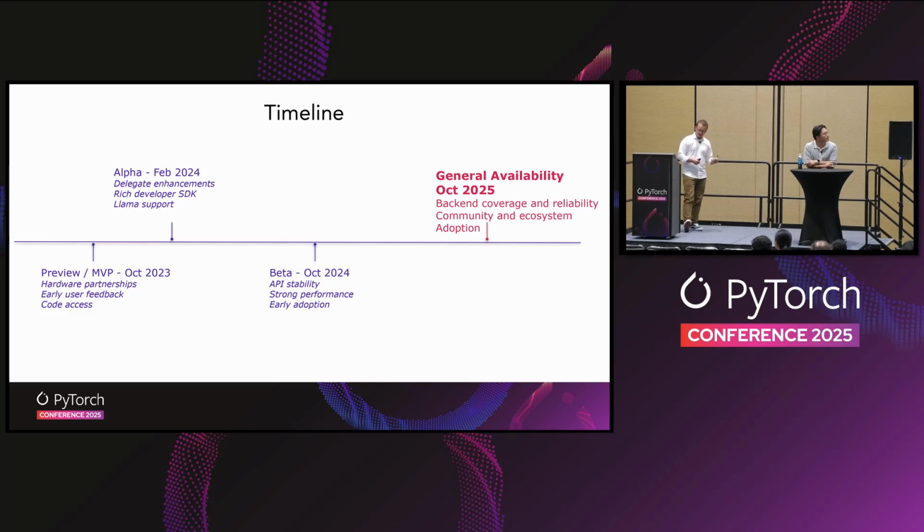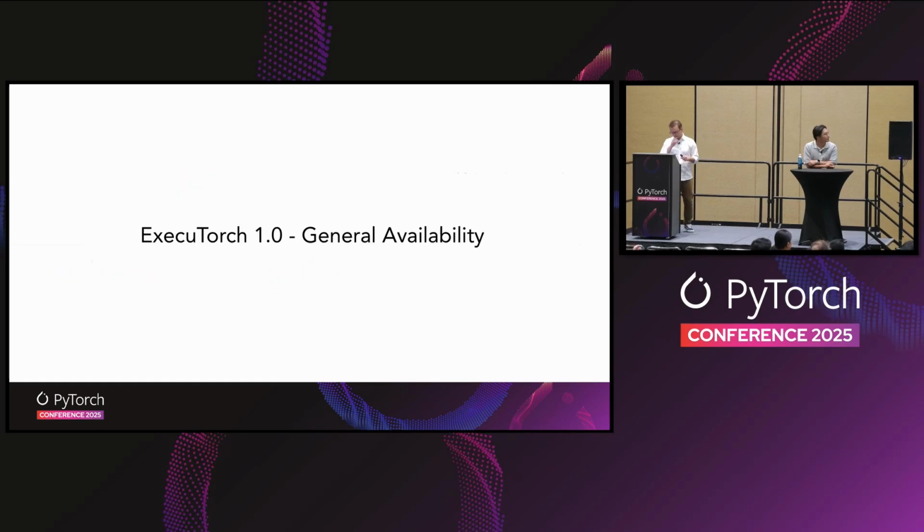And today, finally, after all of that hard work, we are going to go through some of our ecosystem integrations. We're going to talk a little bit about adoption. We have strong adoption, and we've improved the backend coverage and reliability, and we'll give some examples of those. Without further ado, as of today, we are generally available, with multiple success stories.